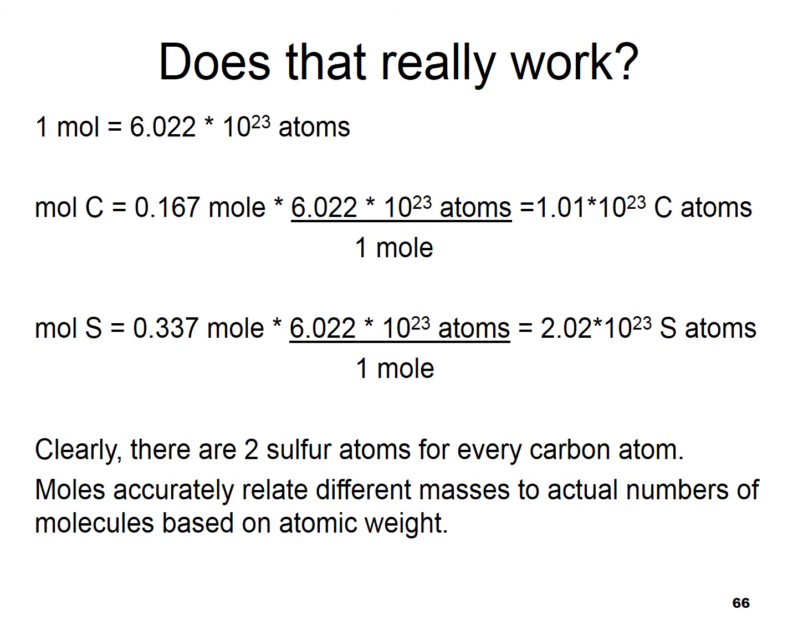Okay, a couple of quick points we want to make about this formula CS2. First of all, how do we know this even works? We could prove this by determining the exact number of atoms of carbon and the exact number of atoms of sulfur we have. Their moles times the atoms per mole gives us 1 septillion atoms of carbon and 2 septillion atoms of sulfur. So this step is totally unnecessary, but it does prove that this is true. There are in fact 2 sulfur atoms for every carbon atom.